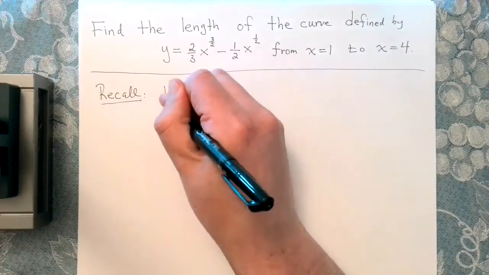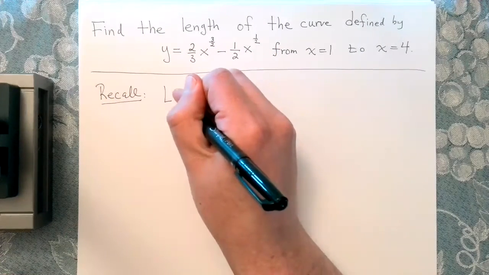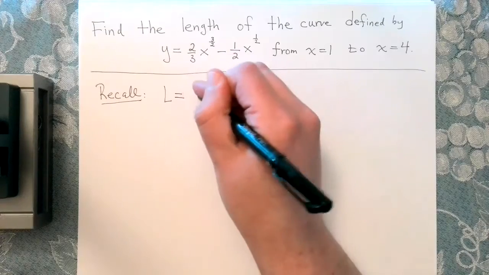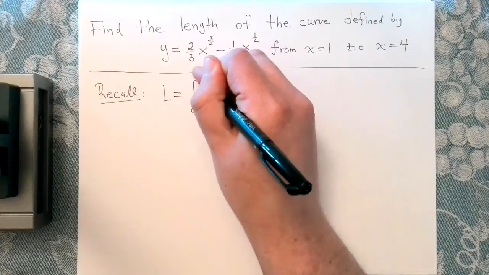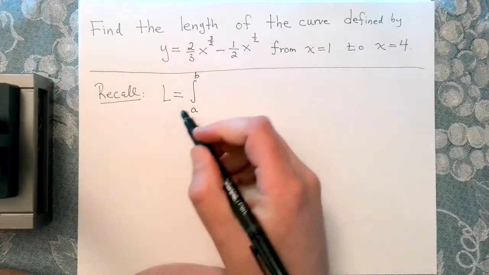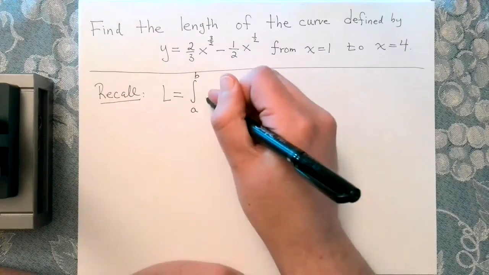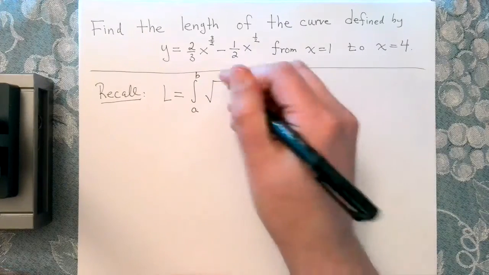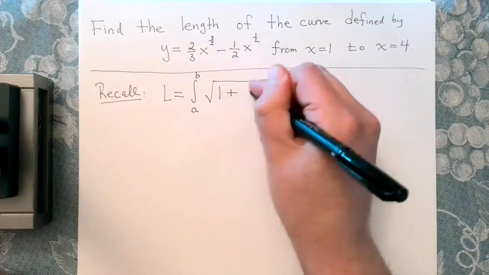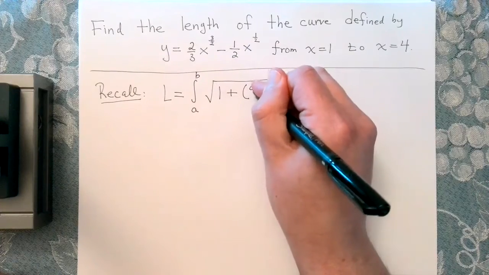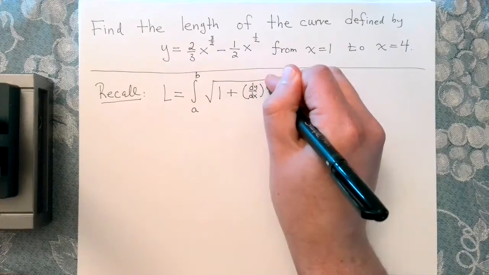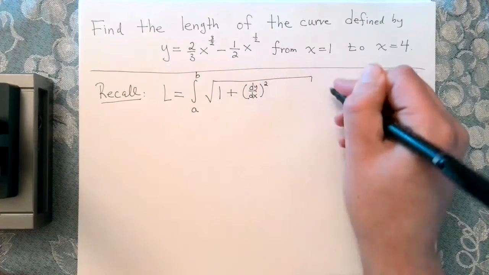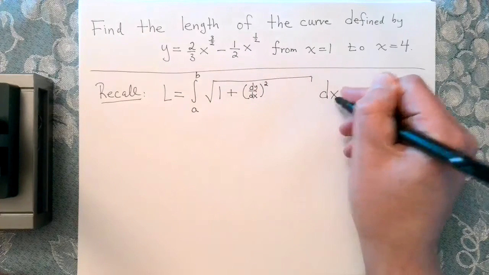And of course, the assumption is that the curve defined by the function is continuous on the interval, right? So that's important. So length is equal to the integral from a to b of the square root of 1 plus the derivative quantity squared dx.